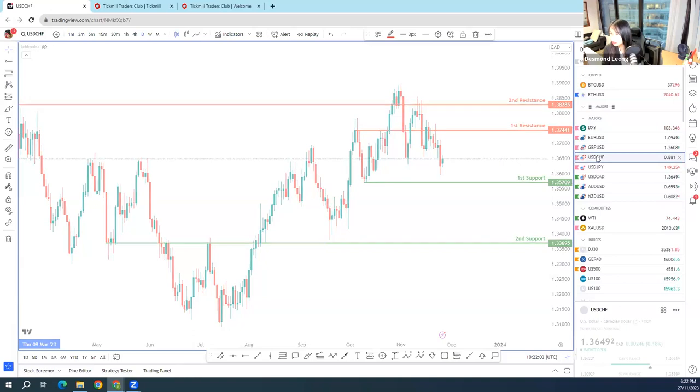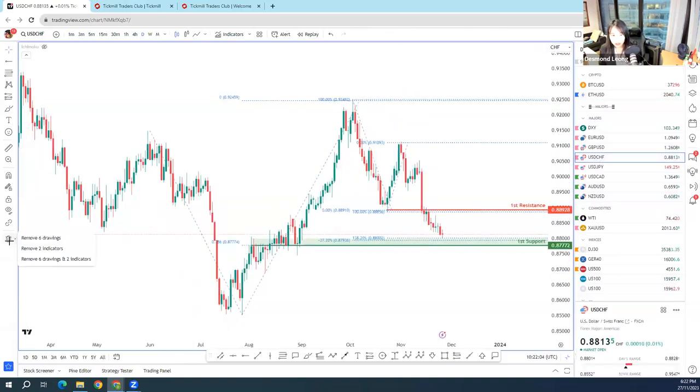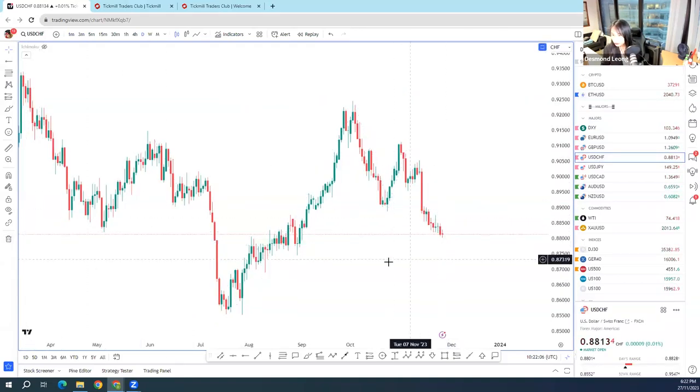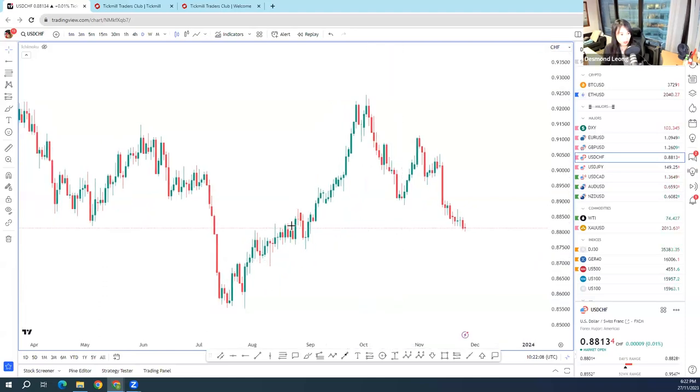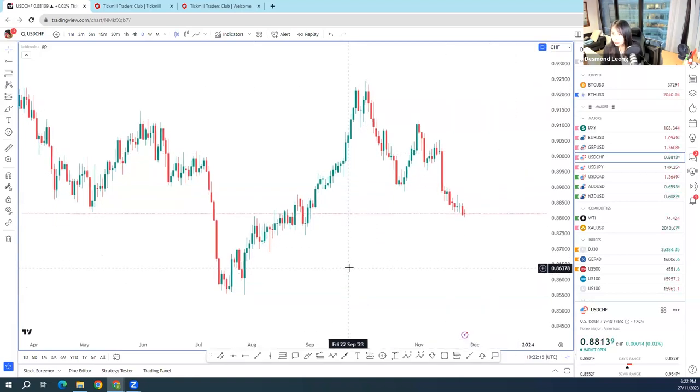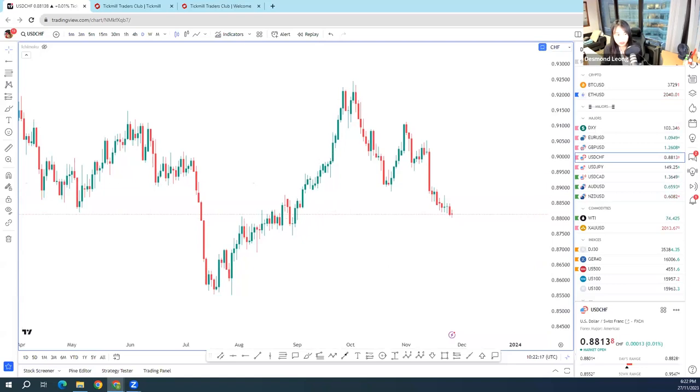Okay, I think I haven't gone through this. Okay, so this will be the last chart for today. Seems like a good level of resistance here.